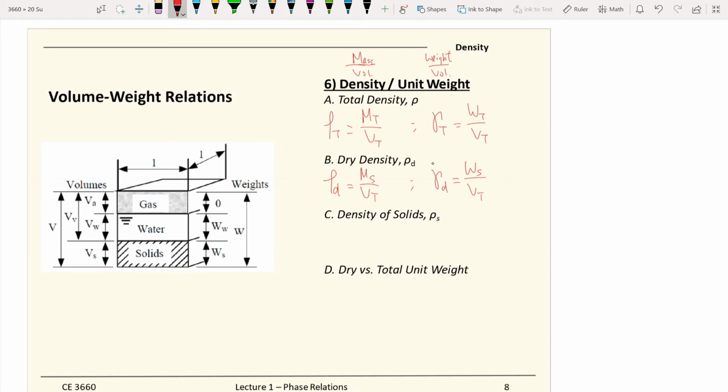Next is the density of solid. So density of solids, rho s, is defined by the mass of the solid divided by the volume of solid. And similarly, the unit weight of solid will be equal to the weight of the solid divided by the volume of solid.